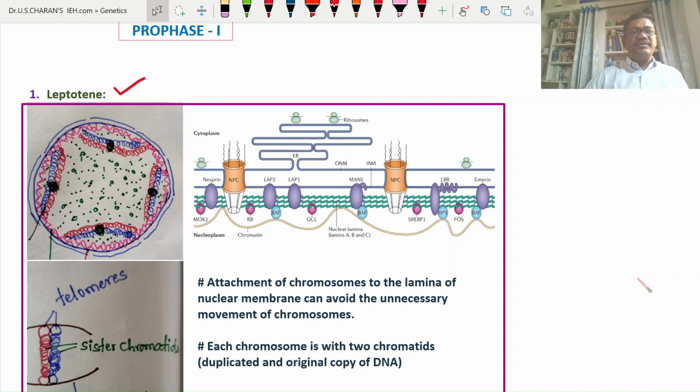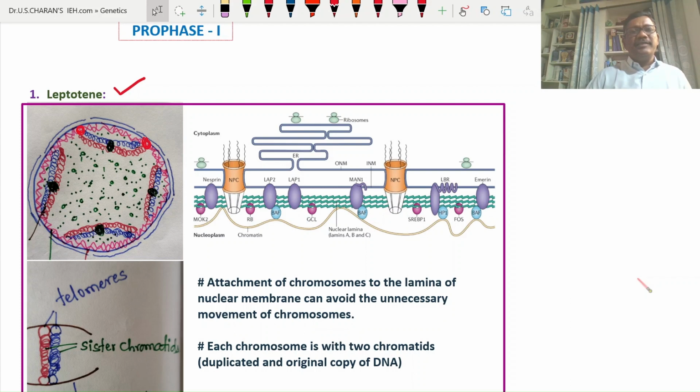During this leptotene stage, the synthesized chromosomes, which contain the double DNA with their telomere regions, are attached to the laminal proteins. This rose color is showing the laminar proteins. Those are located on the inner surface of the nuclear membrane. That is a proteinaceous structure. These laminal proteins are used to hold the chromosomes to it.